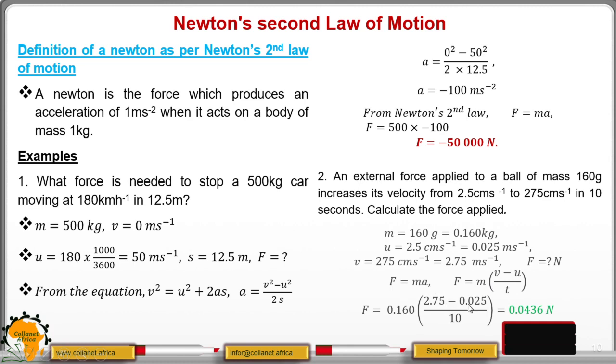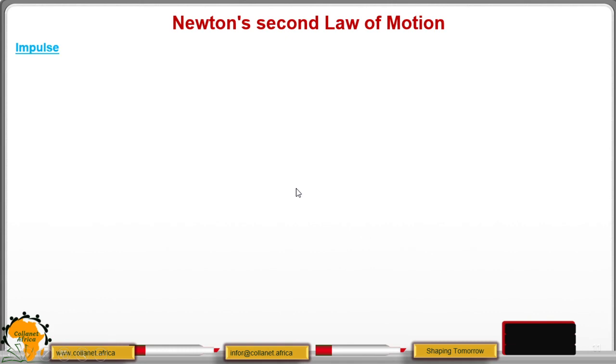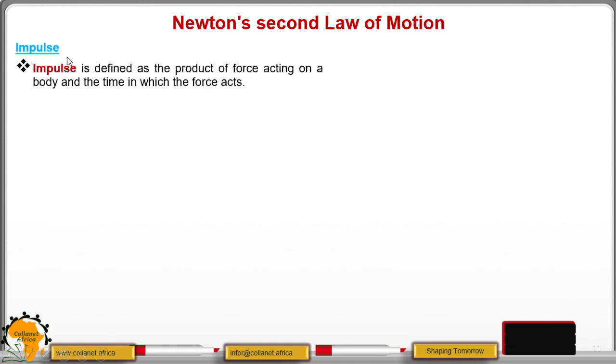So when you substitute the values, you have 2.75, that is our final velocity, minus our initial velocity, 0.025, divided by 10, which is our time, 10 seconds, and then you multiply by the mass, which is 0.16. When you key all these values into your calculator, you find that the force will be 0.0436 newtons.